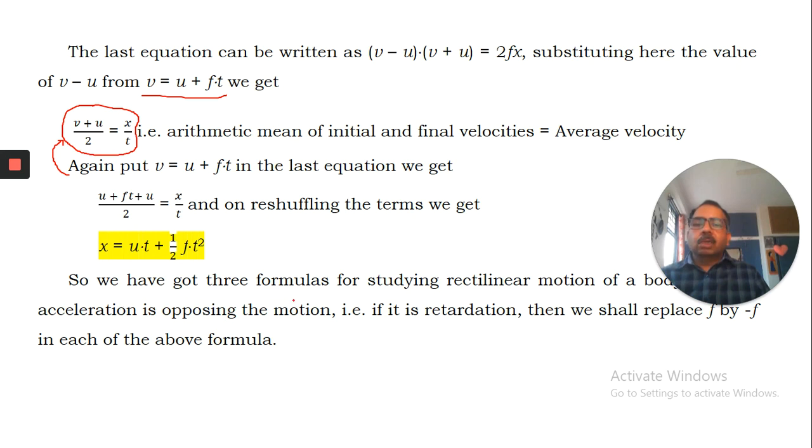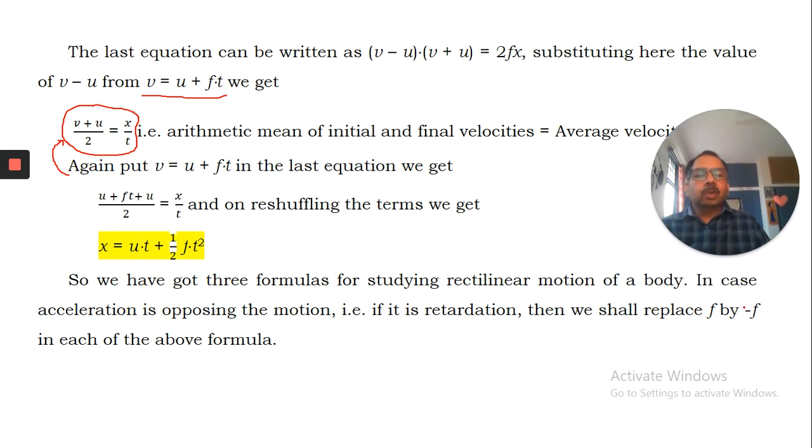So we have got three formulas for studying rectilinear motion of a body. In case acceleration is opposing motion, that is if it is a retardation, then we shall replace f by minus f in each of the above formulas. So we shall get three more formulas. So this was all about the governing equations of a rectilinear motion.